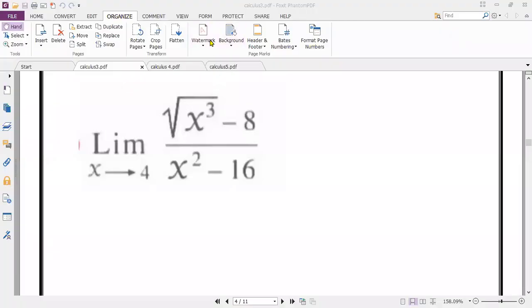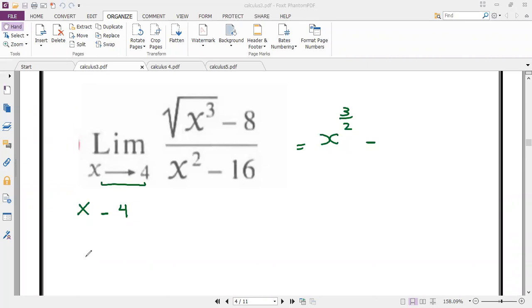This one here is the square root of x to the power of 3 minus 8, over x squared minus 16, and x tends to 4. You know, x tends to 4, so the first term must be x, and we have a negative, and we have 4 as the second term. So the square root of x to the power of 3 is the same as x, and we divide this power 3 by the index of the root. It will be x to the power of 3 over 2 minus 8.